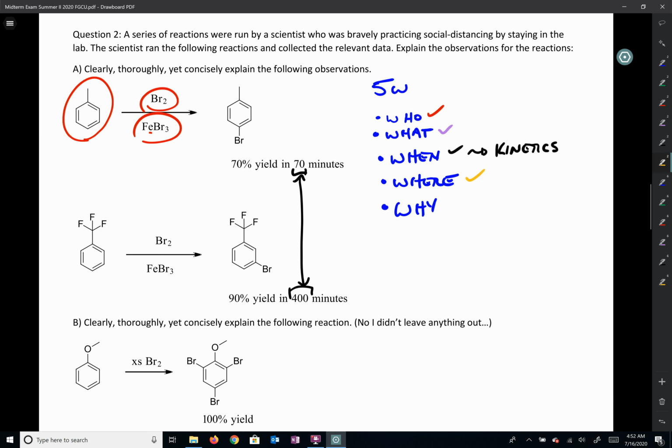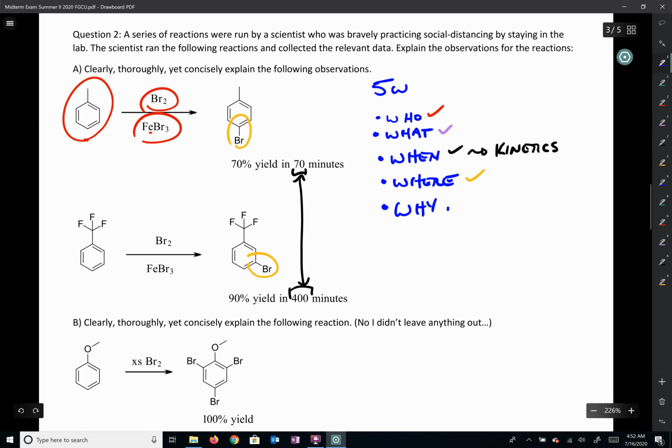Okay? Telling me something is in the para and the meta position is just an eye exam, right? You're just saying, yep, there it is. One's in the para and one's in the meta. Why? Explain it to me. Explain that to me, okay?